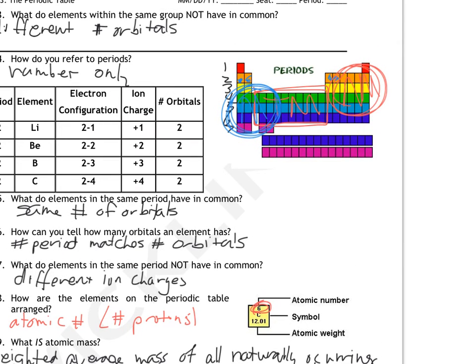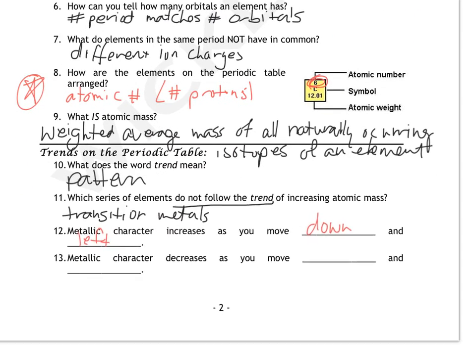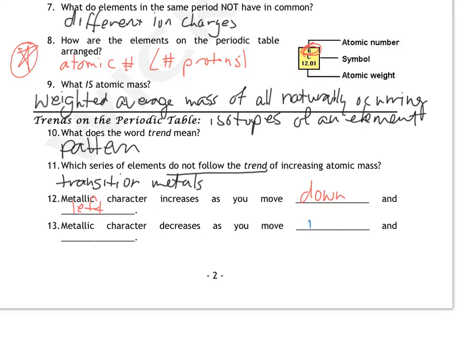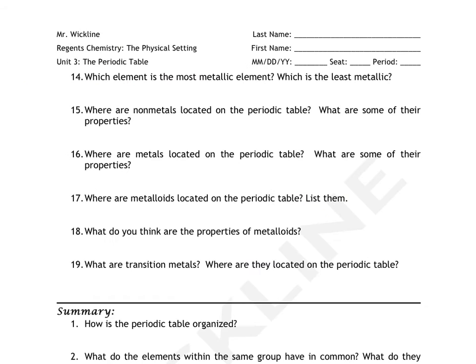So nonmetals were up here. So that's in the top right of the table. Therefore, metallic character would decrease as you move up and right on the table. So if you're looking at the table and you want to know which element is absolutely the most metallic, it's going to be the one that's farthest to the left and also farthest down on the table. And that element is capital F, and when you look it up on Table S, it'll be called francium.